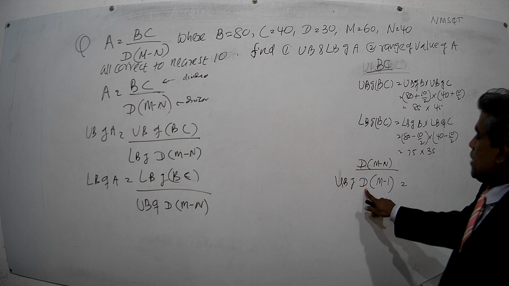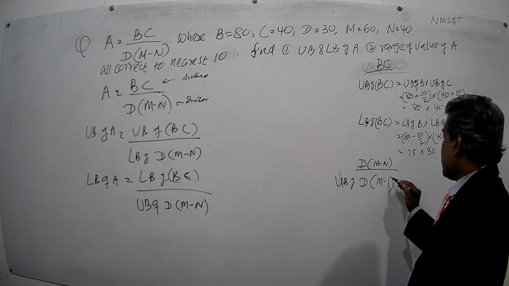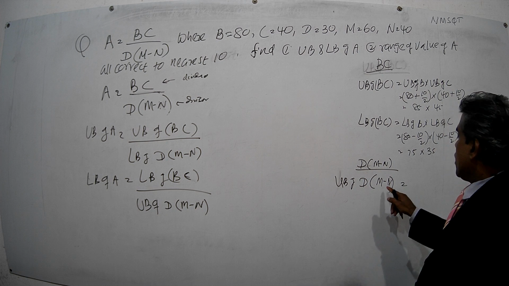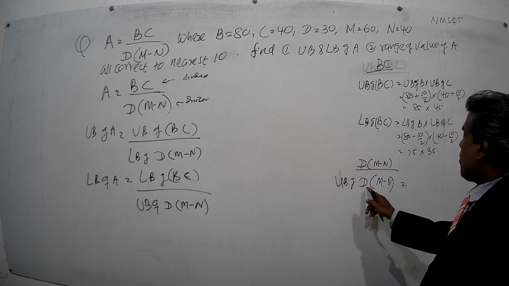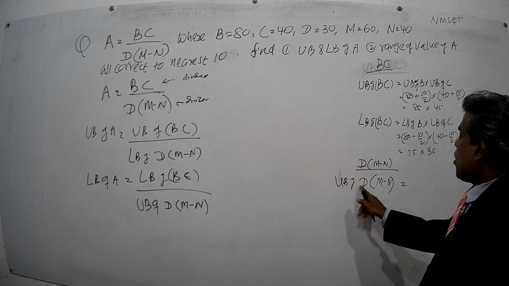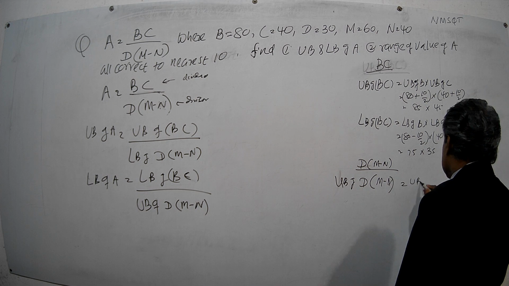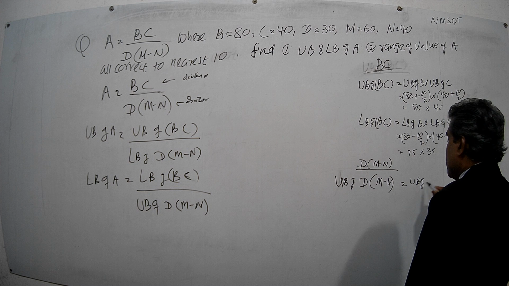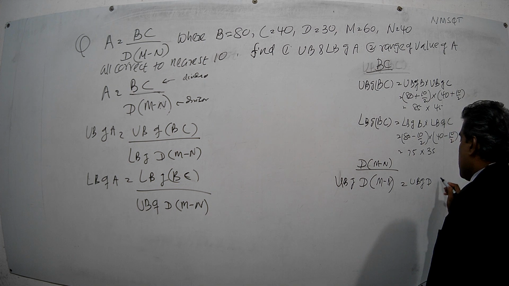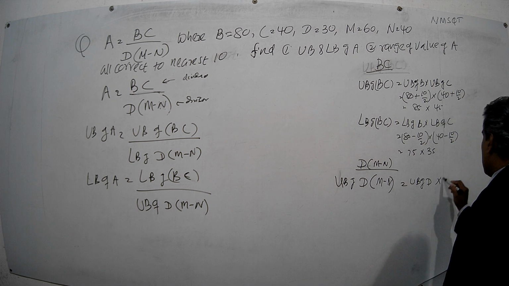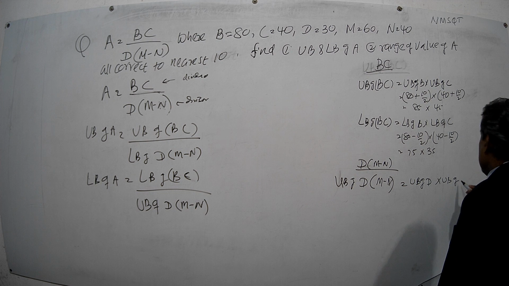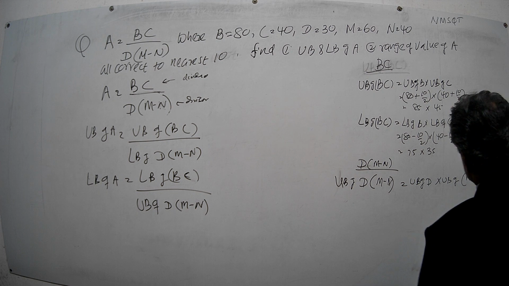Here there is a product: D multiplied by M minus N. So therefore, upper bound of product equals product of upper bounds. Then upper bound of D into upper bound of what? Upper bound of M minus N. Okay, that is how you do.